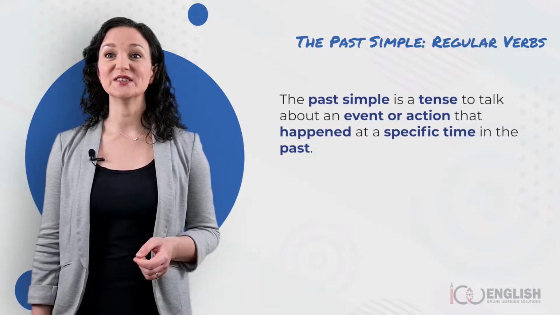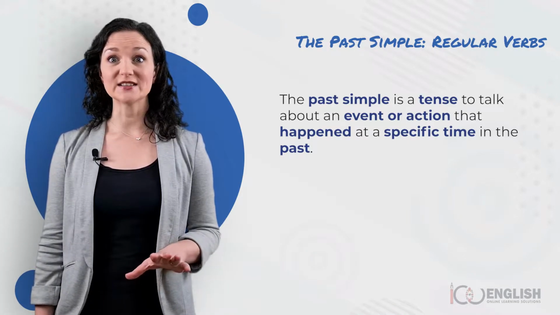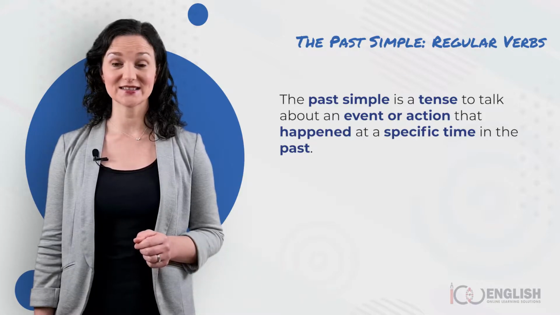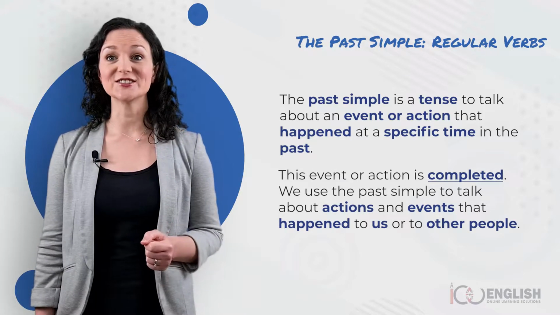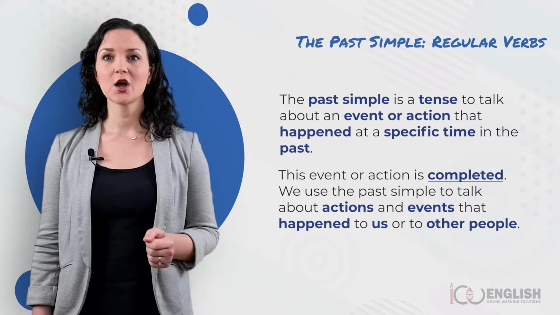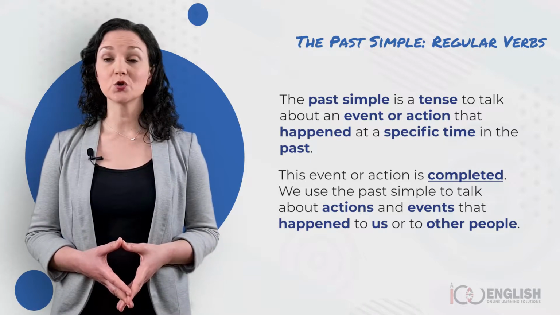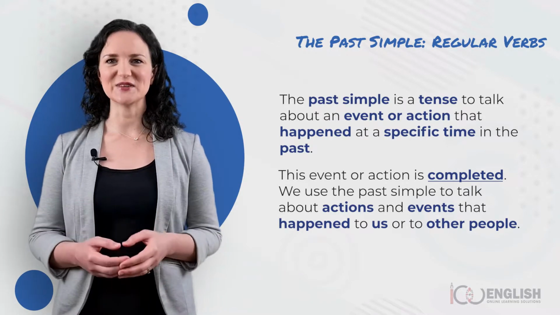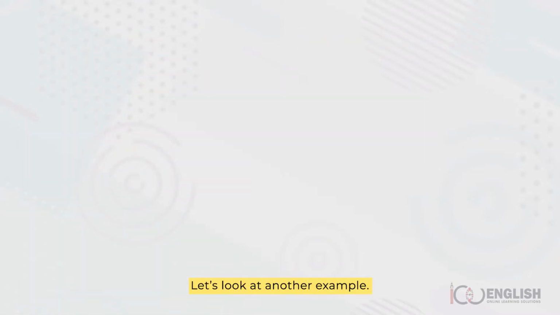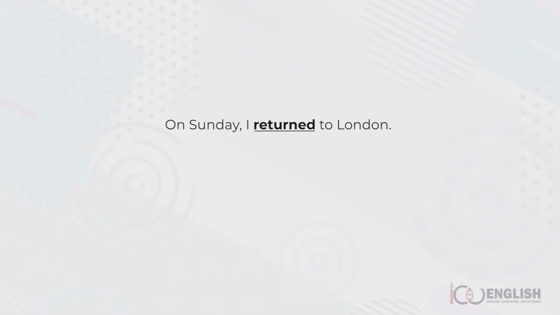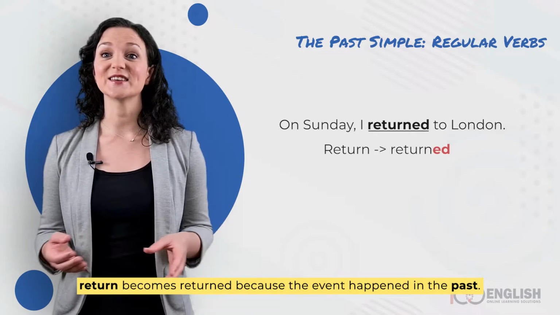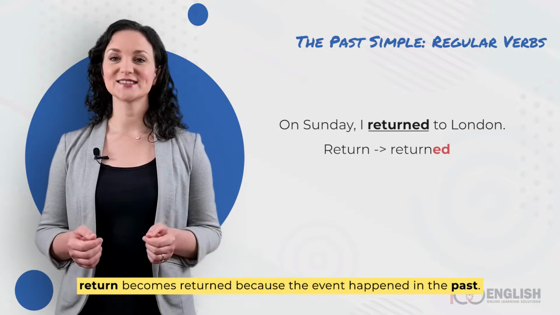So, what is the past simple and when do we use it? The past simple is a tense to talk about an event or action that happened at a specific time in the past. This event or action is completed. We use the past simple to talk about actions and events that happen to us or to other people. Let's look at another example. On Sunday, I returned to London. In this example, return becomes returned because the event happened in the past.